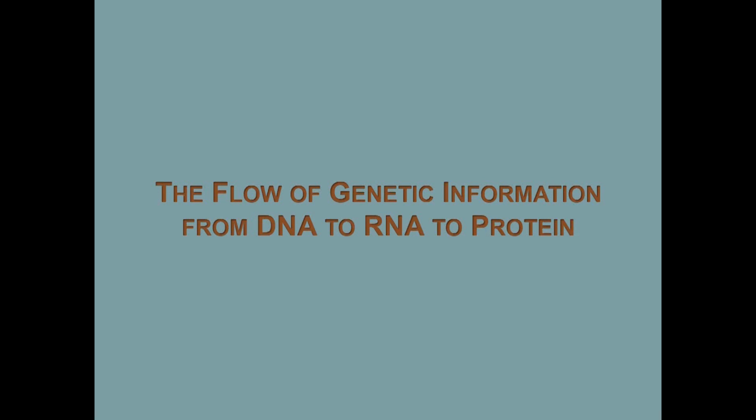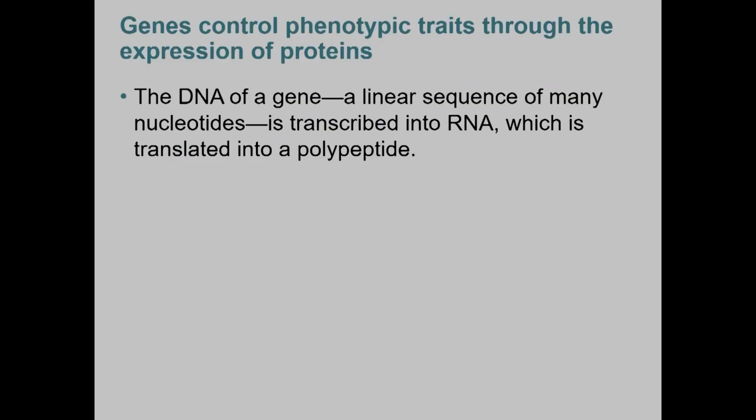In the next piece of the big picture, we'll be talking about how we get from DNA to RNA to protein. The DNA of a gene is a linear sequence of many nucleotides. It's going to need to be transcribed into RNA, and that will eventually be translated into a protein. So how does all of this happen?